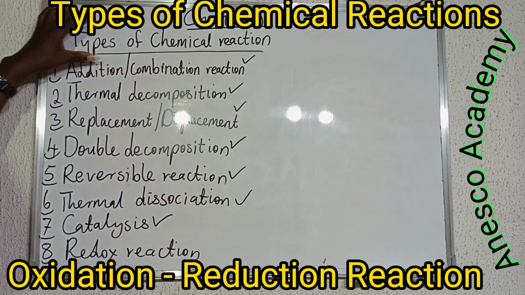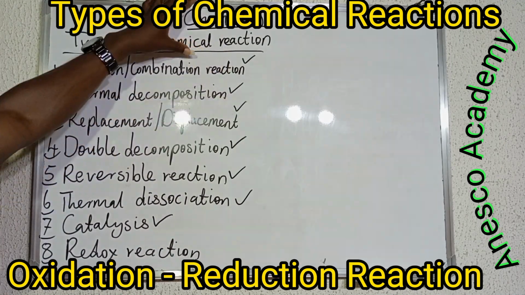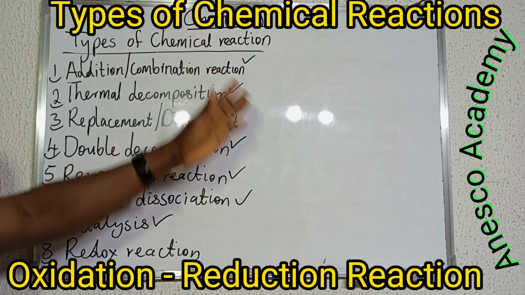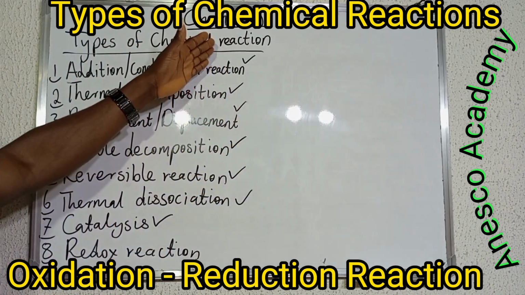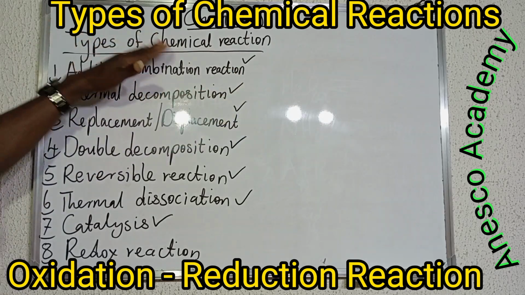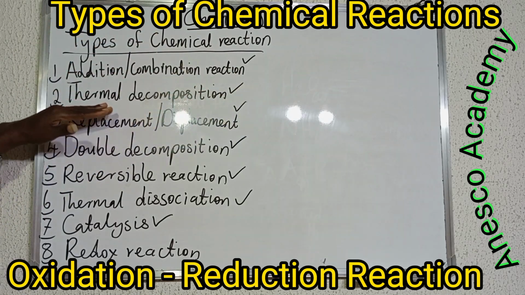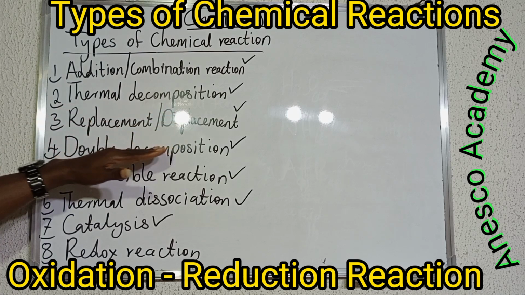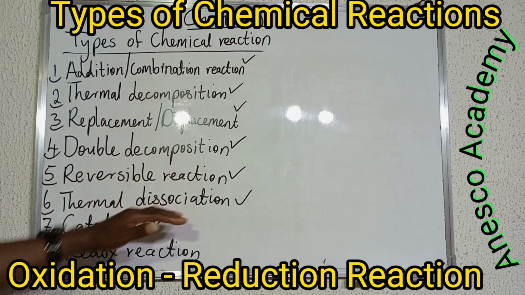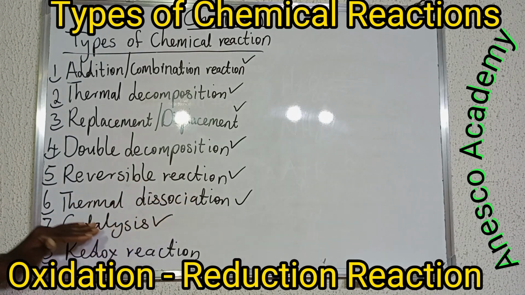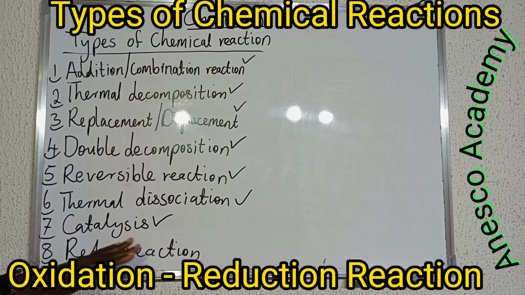We're still treating types of chemical reaction in chemistry. In the other videos, I've explained the different types of chemical reaction, including addition, thermal decomposition, replacement, double decomposition, reversible reaction, thermal dissociation, catalysis. Now, the remaining one is what?